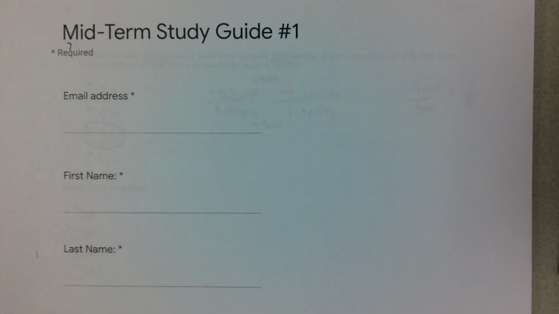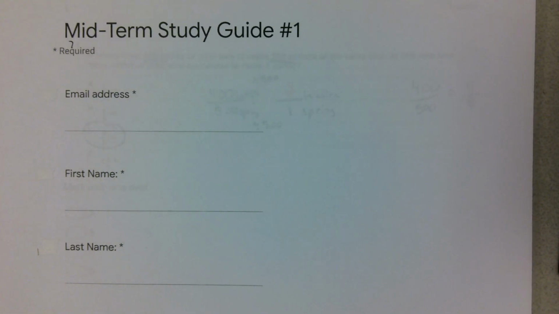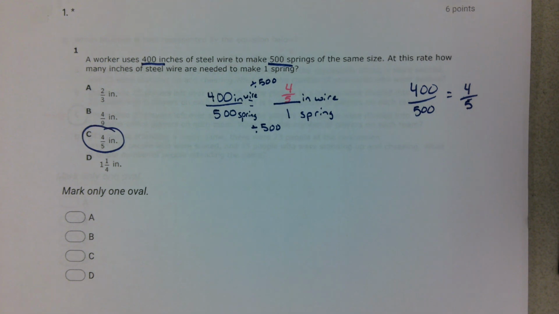Hello, today we're going to look at the midterm study guide. Number one says a worker uses 400 inches of steel wire to make 500 springs of the same size. At this rate, how many inches of steel wire are needed to make one spring?